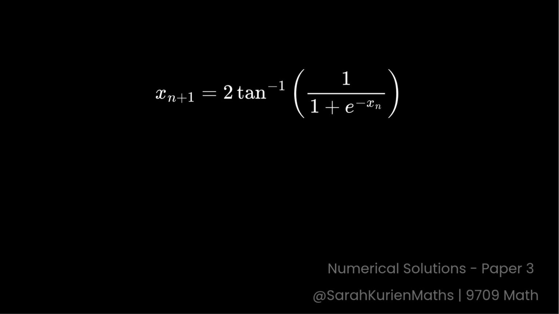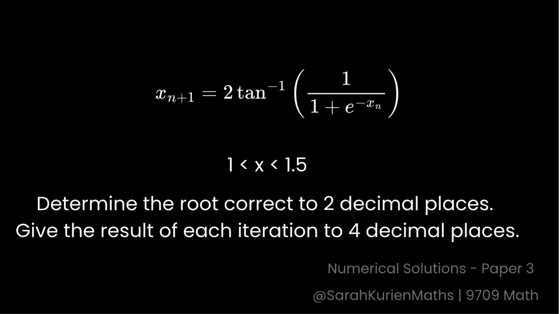If you're still doing iterations manually in 9709 paper 3, then you're wasting time and marks. Your calculator can do it in seconds. Take this example. Let's say you have to determine the root correct to 2 decimal places and each iteration to the 4th decimal place. The formula we are to use is 2 times tan inverse 1 by 1 plus e to the power of negative x.